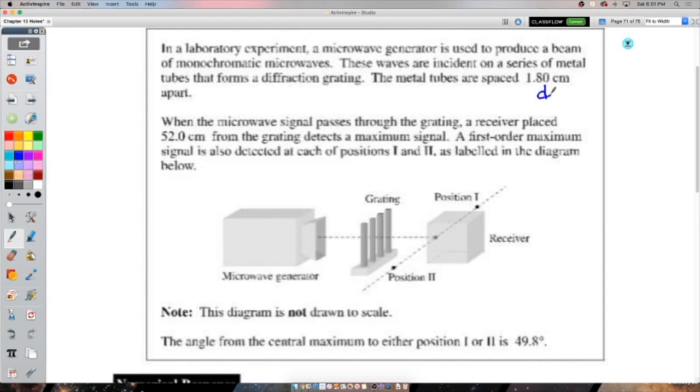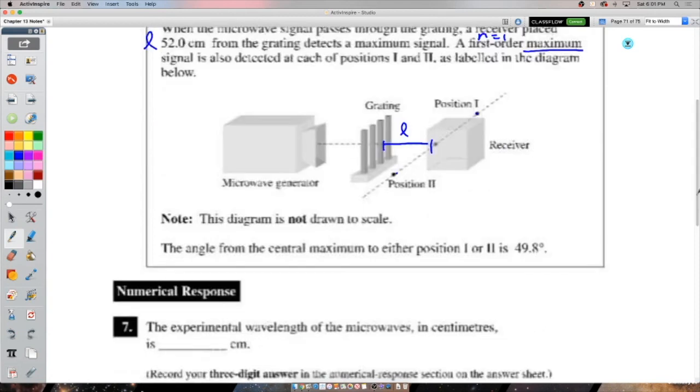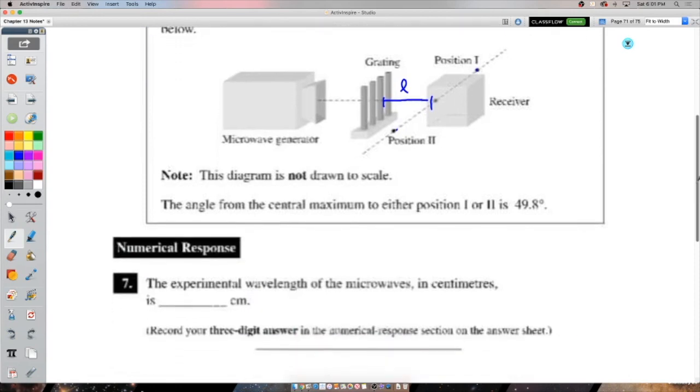So that's d, okay. When the microwave signal passes through the grating, a receiver placed 52 centimeters from the grating, so there, right? That would be L, detects a max signal at the central maximum. We get a maximum. Good, we should. A first order maximum, so n equals 1. Maximum, so we're not going to do n minus 1/2, we're just going to do n, is also detected at each of the positions 1 and 2, as labeled in the diagram below. Okay, well, that's what we would expect, right? Go from the central maximum, and you'll find the first order antinode. Go that way, and you'll find the first order antinode on that side. Note that the diagram is not drawn to scale. So in other words, don't try and take measurements with your ruler.